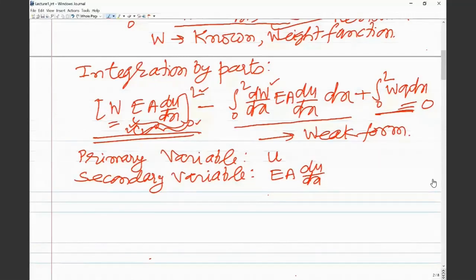So this is one important thing we do from the weak form: we identify the primary and secondary variables. Then we also have the classification of boundary conditions. Sir, suppose in the equation we had dw by dx in the boundary term, then will our primary variable become du by dx? Yes, it will become du by dx. Okay, sir.